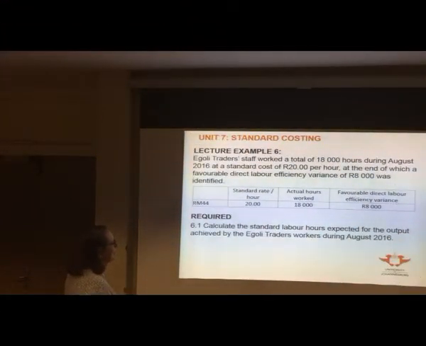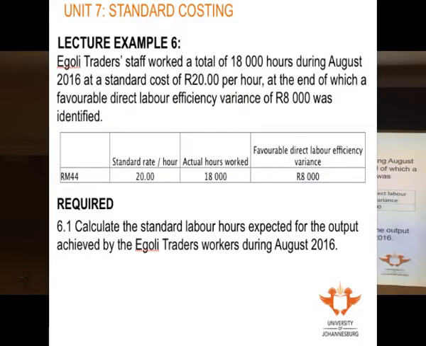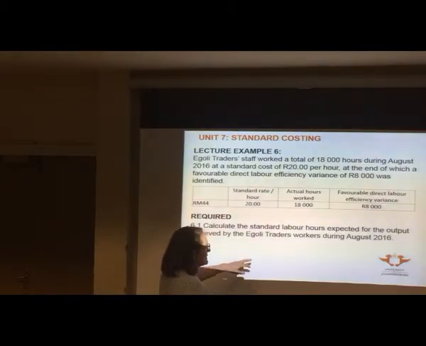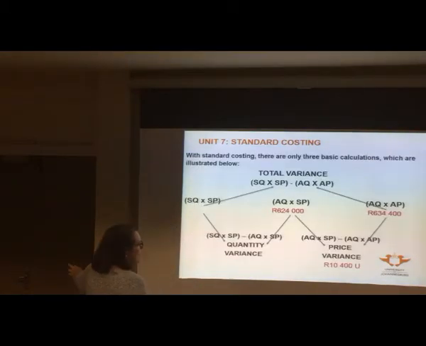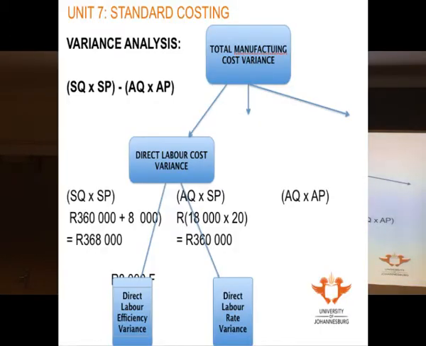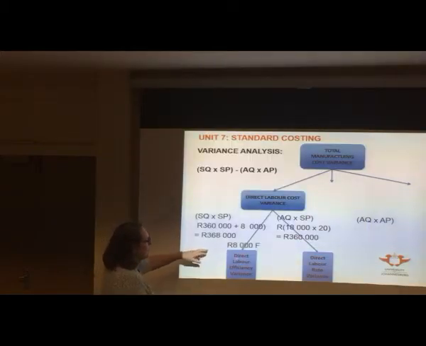Right, so what do we have to do? We have to calculate the standard labor hours. We've got the actual hours worked, and we've got the standard rate. So we've got actual quantity times standard price, and we've got a favorable labor efficiency variance. So that's going to be on the efficiency side. So we've got actual quantity times standard price, 18,000 times 20. We've got a favorable efficiency variance of 8,000.